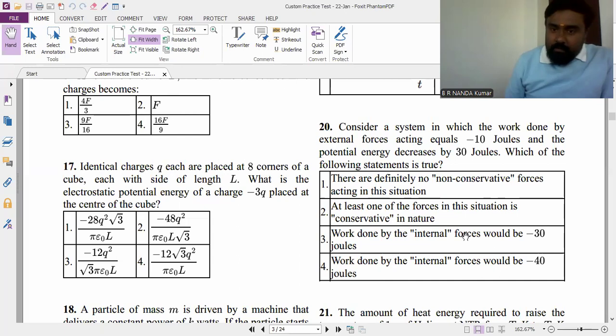But the work done by internal forces would be minus 30 joules. So it is minus 40. So it would be insufficient data. So that is not correct.